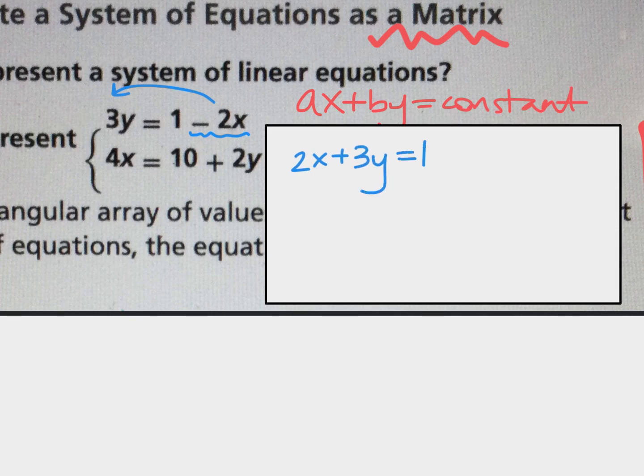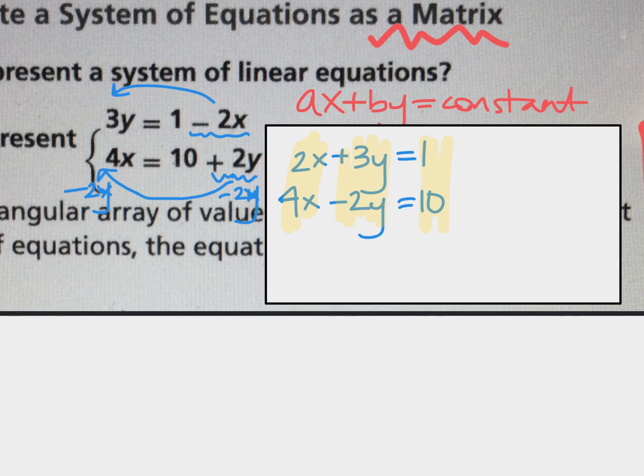And in the bottom equation, I notice that the y is in the wrong place. It needs to also be moved to the left. Because that says plus 2y, I'm going to subtract it from the other side. So this second equation is going to say 4x minus 2y equals 10. Notice that now in my equations, my x's line up together, my y's line up together, and then the constant terms are on the other side of the equal sign.